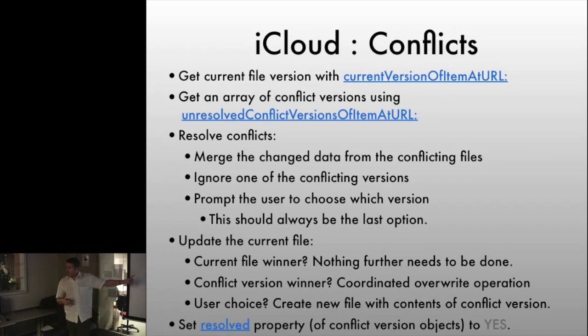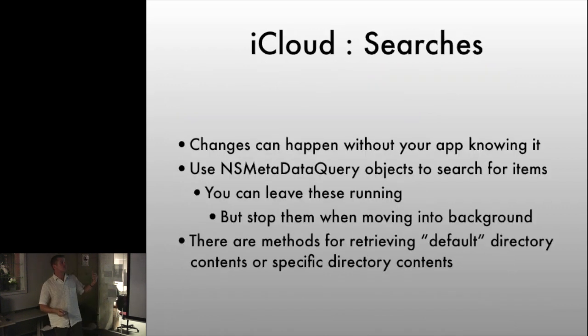Once you've resolved this, and you've resolved it one of these ways, then you set the resolve property of one of the conflicting version objects to yes, and that propagates to the iCloud document-based file store and says, okay, we're golden now. Everybody's had their conflict resolved, and everybody gets back in sync again.